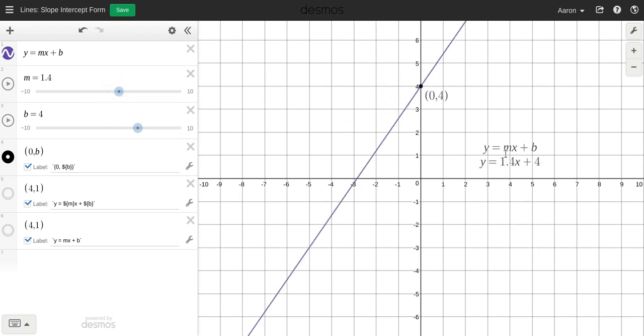This means that when I'm given the equation y equals mx plus b, the b always represents the range value when x equals 0, or simply the y-intercept. And that slope doesn't change the y-intercept.